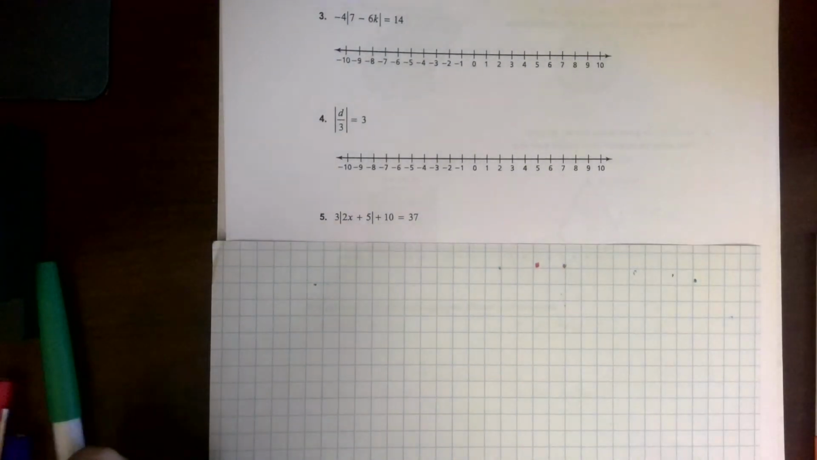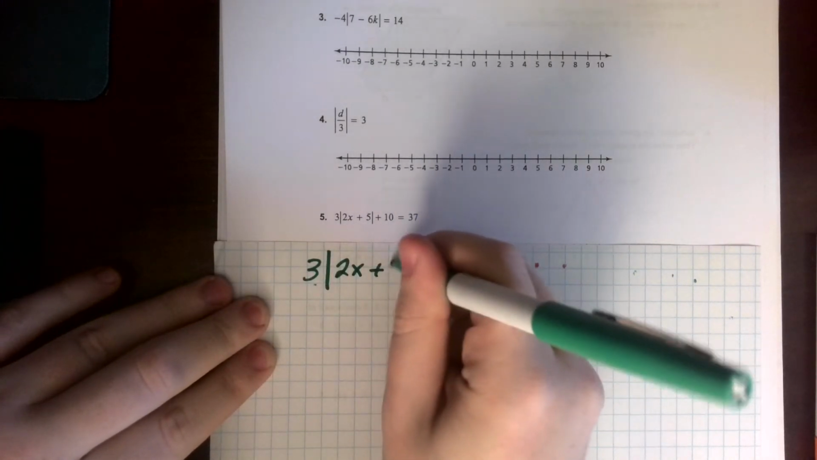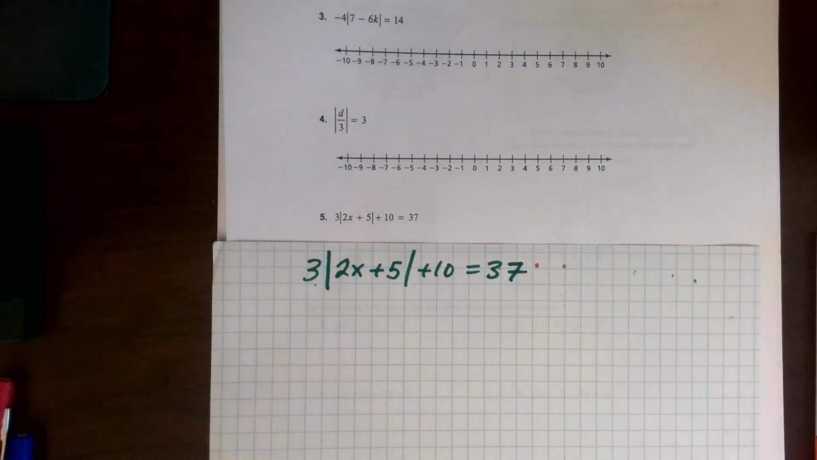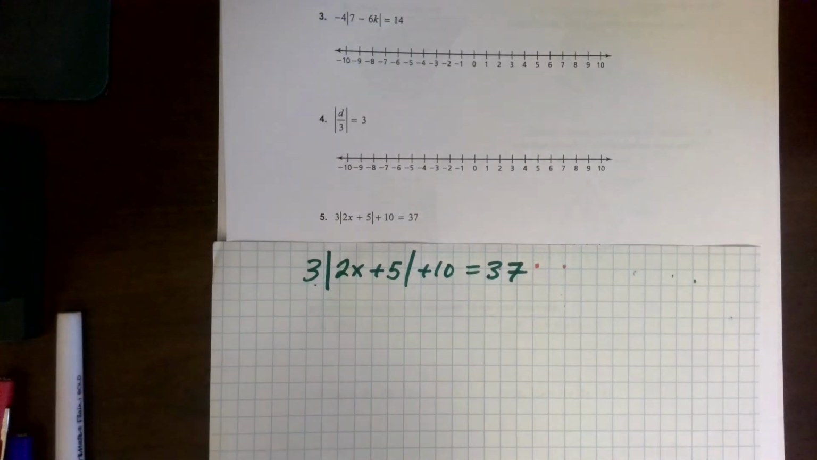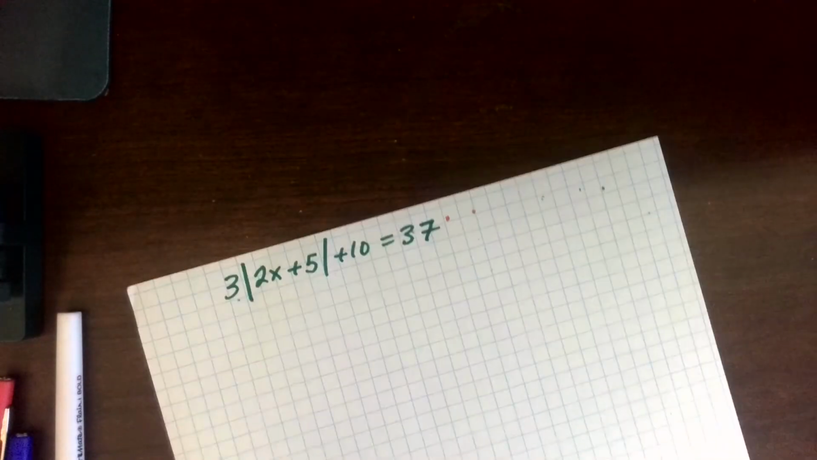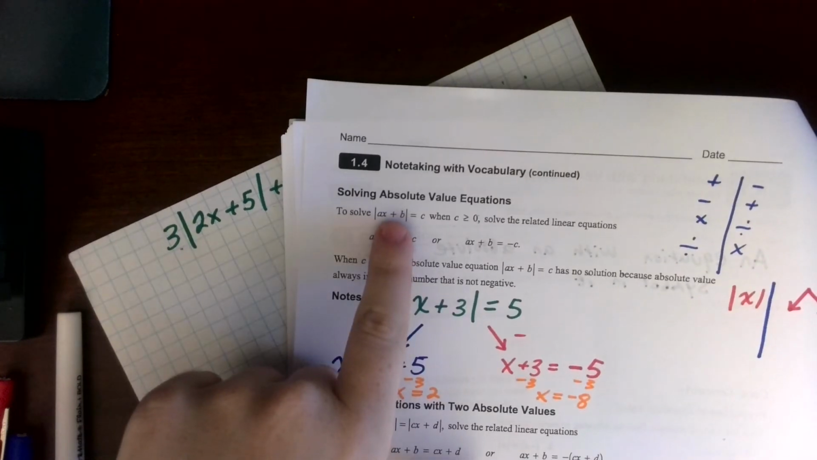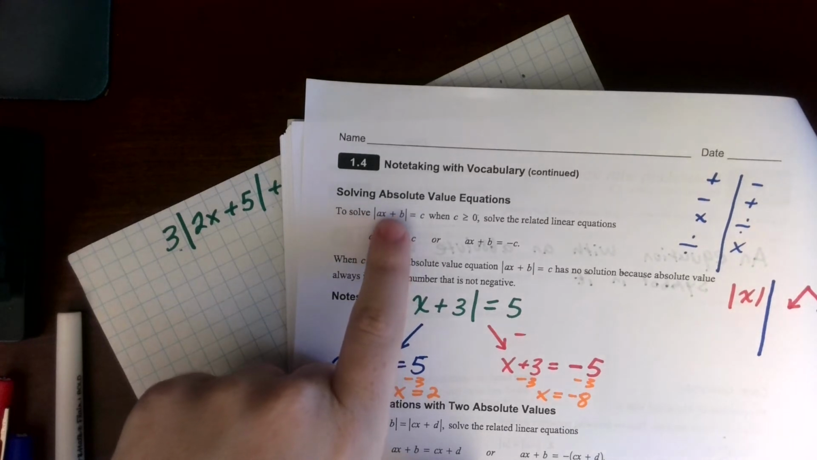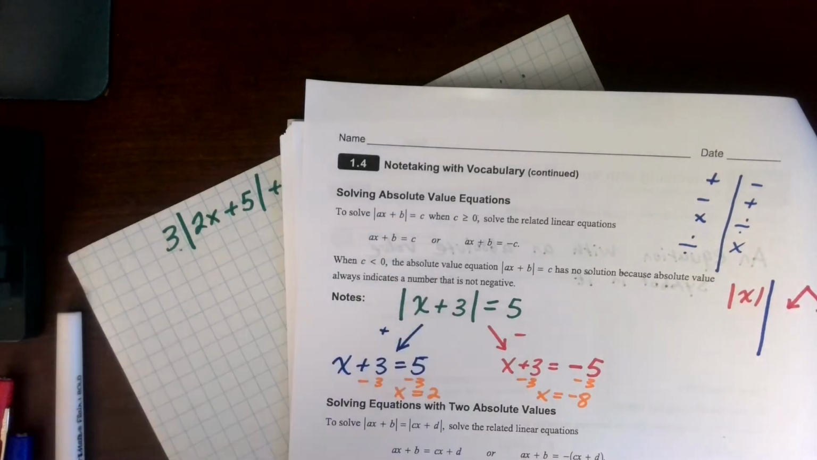So, the problem is 3 times the absolute value of 2x plus 5, plus 10 equals 37. And this is where something very important that I skipped over in the notes comes into play. In the notes, notice how we talk about an equation that looks like this, where it's just the absolute value on this side and just a number on the other side. Interesting, huh?